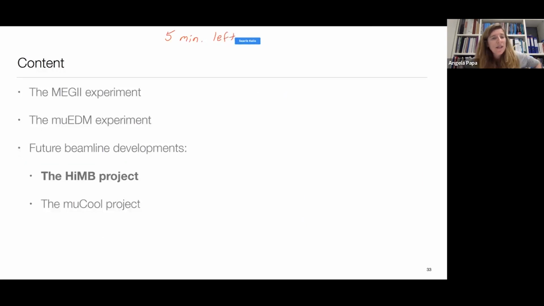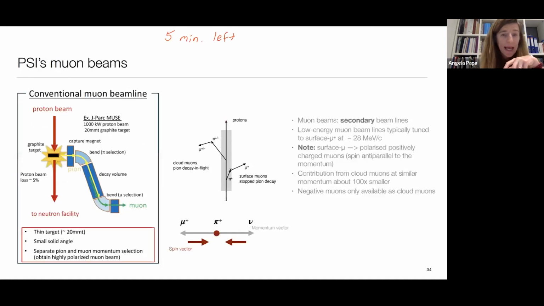Okay, so this brings me to the last part of the talk, where we will quickly mention the future beamline development, the high-intensity muon beam project, and MEG II. In terms of the high-intensity muon beam, what I want to remind you is that at PSI, for this kind of application, we select the muons coming from the decay of the pions at the surface of the target.